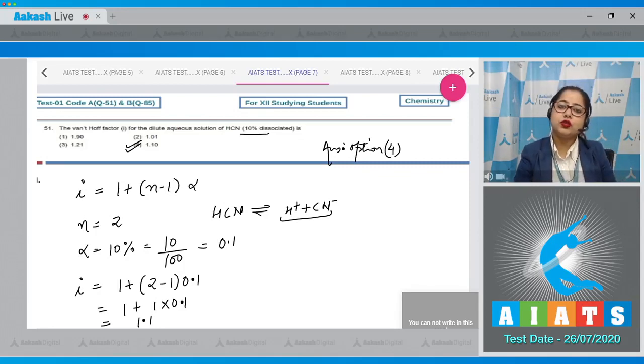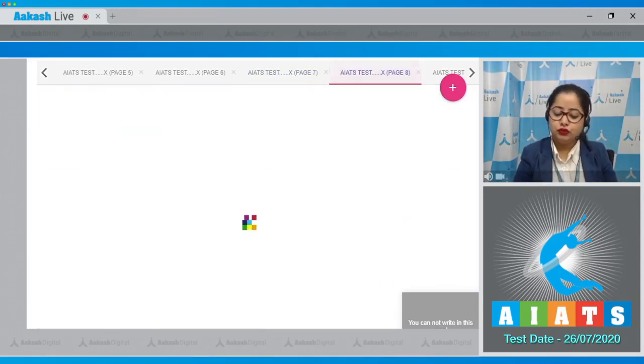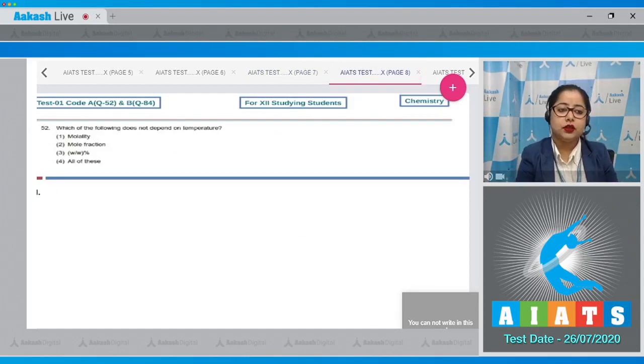Moving to next question, students, which is question number 52. Let's read the question. Which of the following does not depend upon temperature? Students, here we are given some concentration terms and we have to identify which will not depend upon temperature. For that we need to know that if the concentration term depends upon volume or has a volume term in it, it will depend upon temperature, as volume changes on changing temperature.